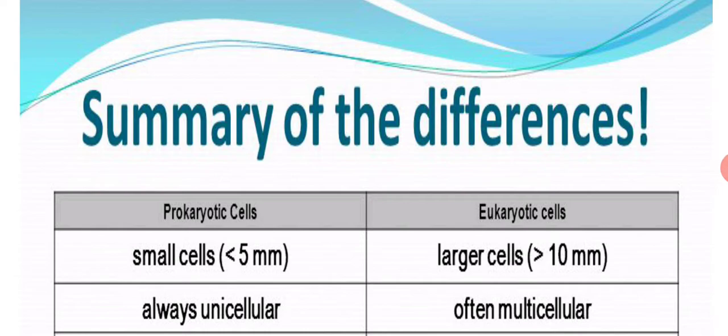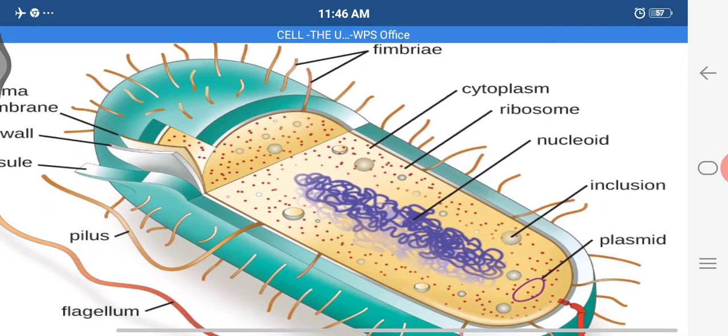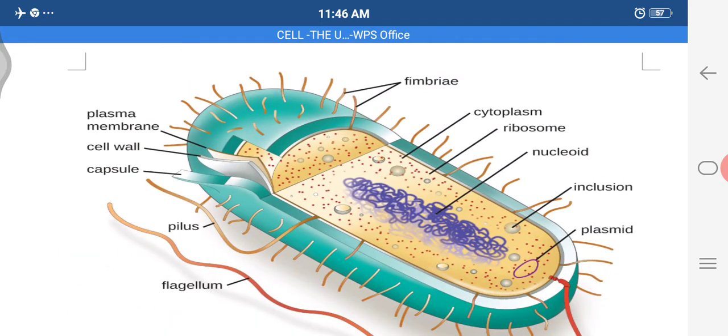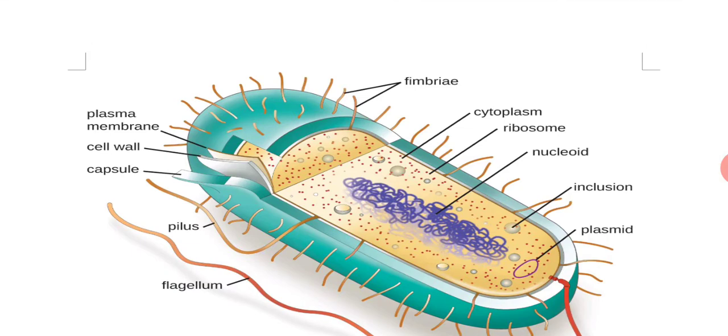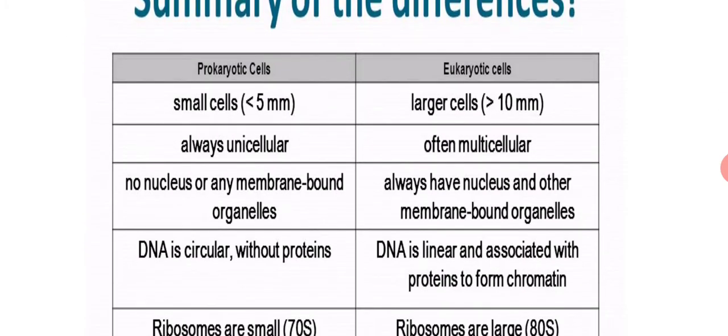Now I am here in front of you with the summary of differences. As we have discussed about the prokaryote and eukaryote cells in our last video, you have already gained the knowledge about the prokaryotes, especially bacteria cells. Now we will discuss further about the differences. As you are watching in the table, the differences between prokaryote cells and eukaryote cells.